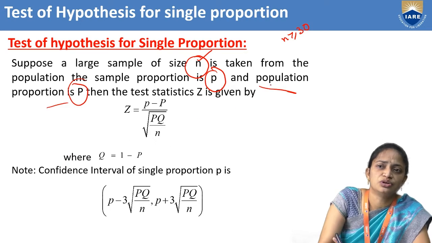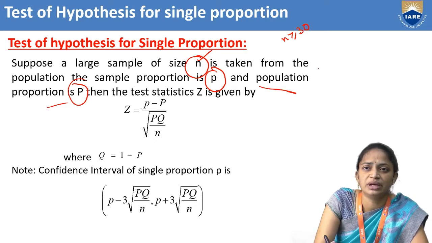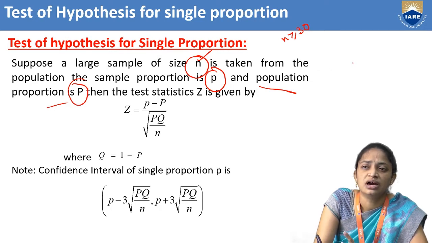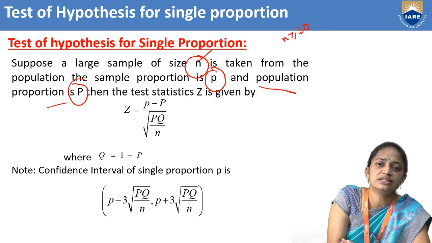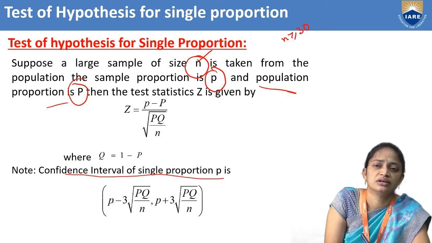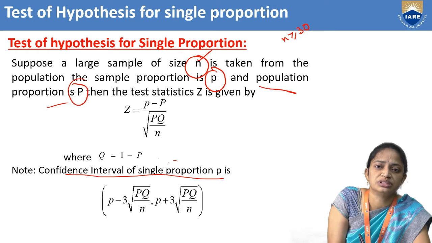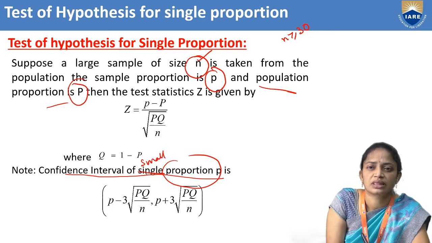Already I have told in single mean, if we have single mean or single proportion, that means if we have to choose one sample, that means our sample is a single sample. In that case, the confidence interval will occur. So here the confidence interval for single proportion, small p.